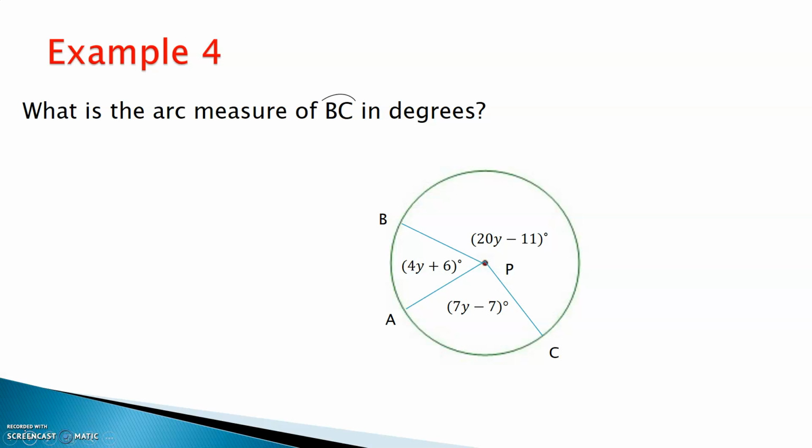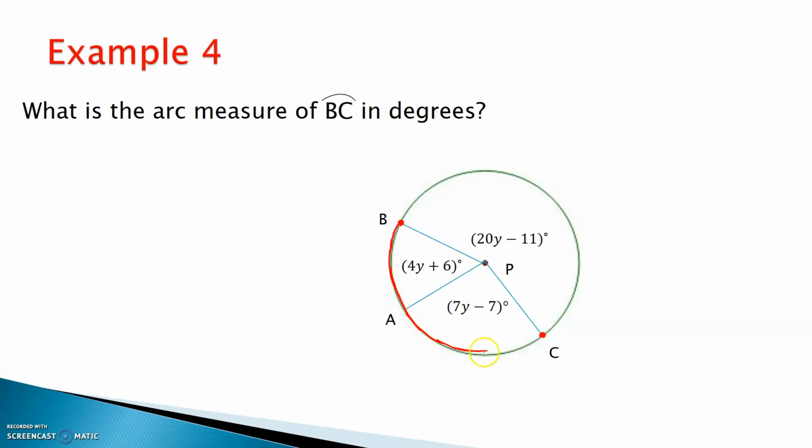Okay, fourth one here. What is the arc measure of BC? From B to C, again, it's the minor arc, so I want the shortest distance. Here's B, here's C. The long way would be going this way, right? Even though it's just a smidge, this is going to be your minor arc, so we're actually going to go in this direction.